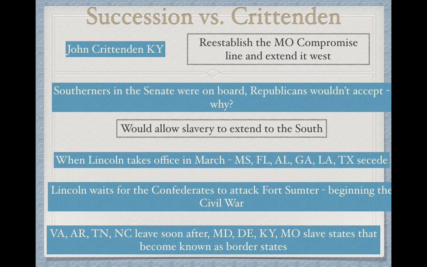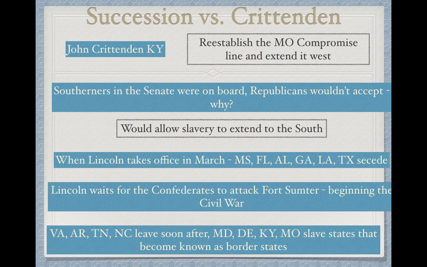There's an attempt. John Crittenden of Kentucky is going to put forth what's known as the Crittenden Compromise. It would reestablish the Missouri Compromise line and extend it west. Southerners in the Senate are actually on board with this, but Republicans don't accept it because, remember, think back to what Lincoln advocates for. He doesn't want slavery to spread south or spread west. That's the whole point of his position. So Republicans are not on board with this.